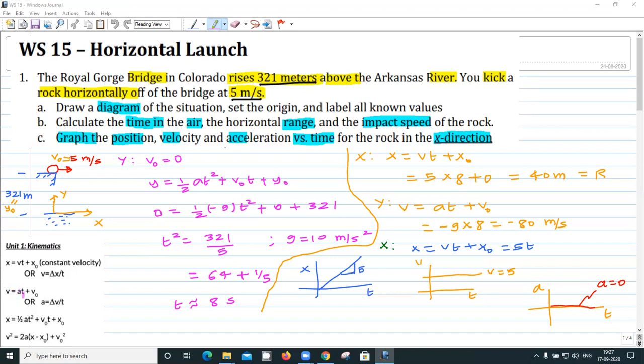So Vx equals Axt plus V naught X, where V naught X is the X component of V naught. We have another equation, Vy equals Ayt plus V naught Y. T doesn't have any component. T is a scalar, the same for both. So the Y component displacement equation is this one.